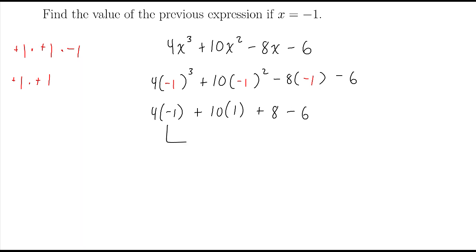I need to simplify these two terms. 4 times negative 1 is negative 4. 10 times 1 is 10. Plus 8 minus 6. Now it's just a matter of negative 4 plus 10, which is 6, plus 8, which is 14, minus 6 is going to be back to 8. Okay, so 4x cubed plus 10x squared minus 8x minus 6 equals 8 when x is negative 1.